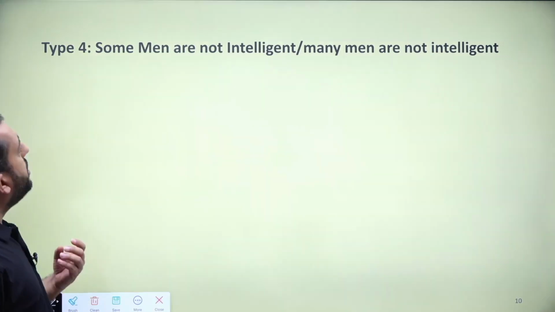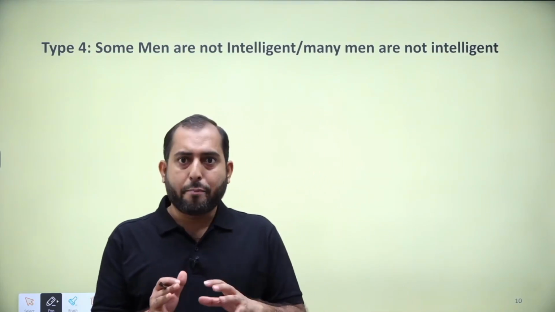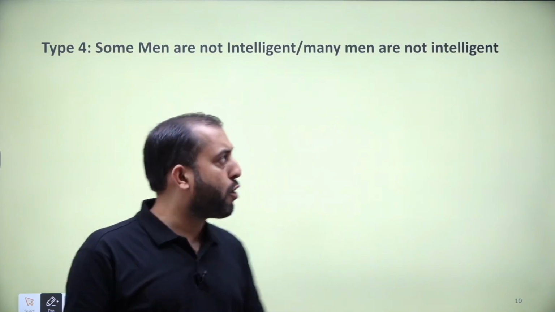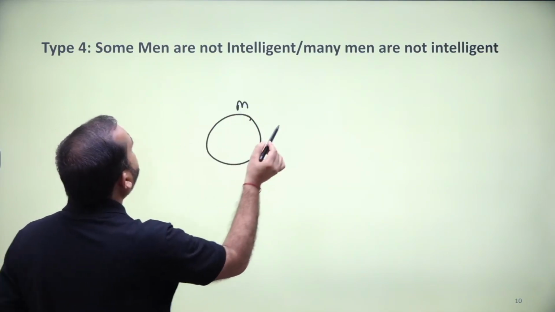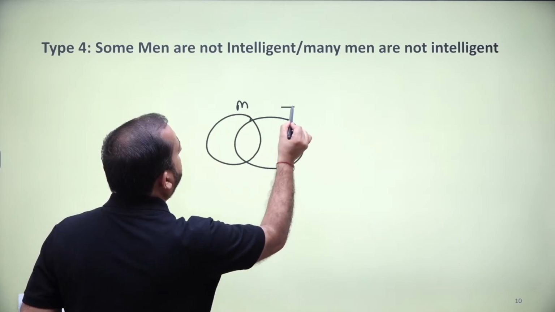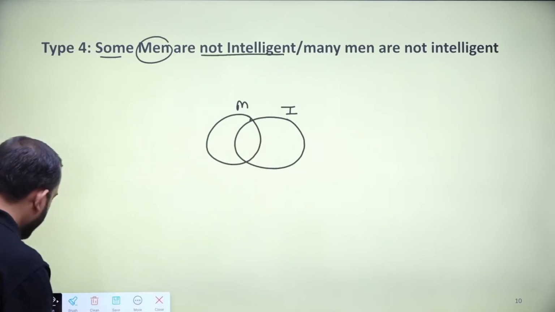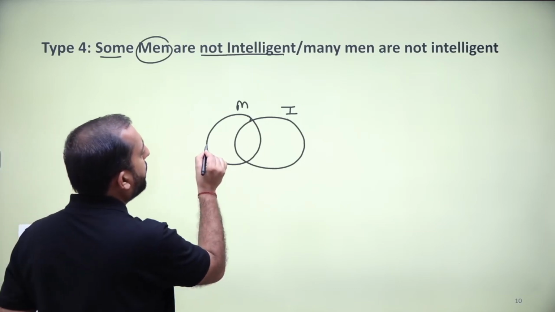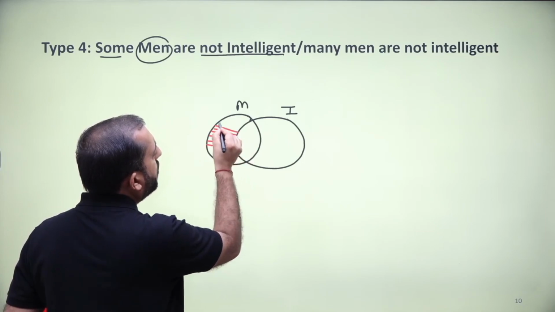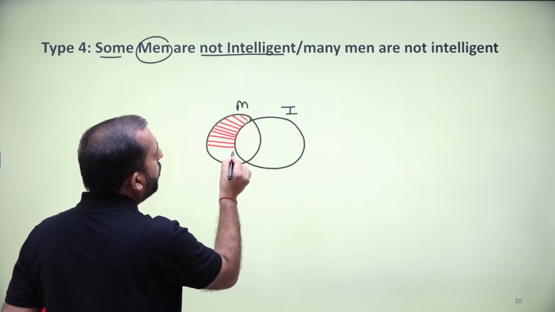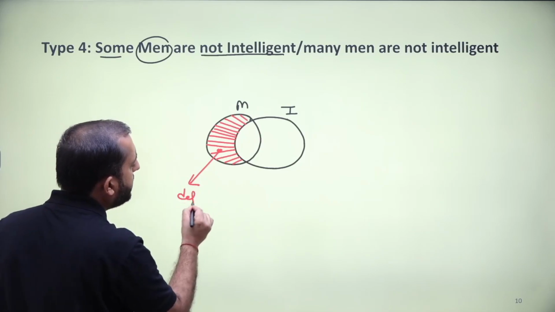Next is "Some men are not intelligent," "Many men are not intelligent." Both of these statements have the same meaning. Now how to draw it? Some men are not intelligent. So draw men and intelligent. Now some men are not intelligent. So the part of men which is not under the intelligent will be the definite region. It will be the definite region in this case.